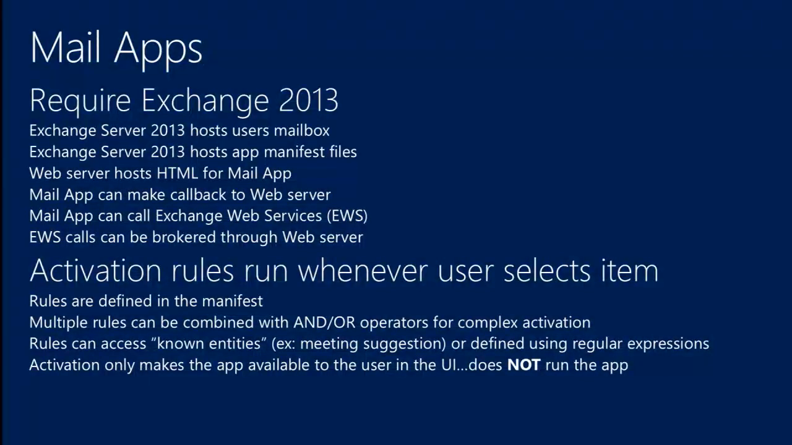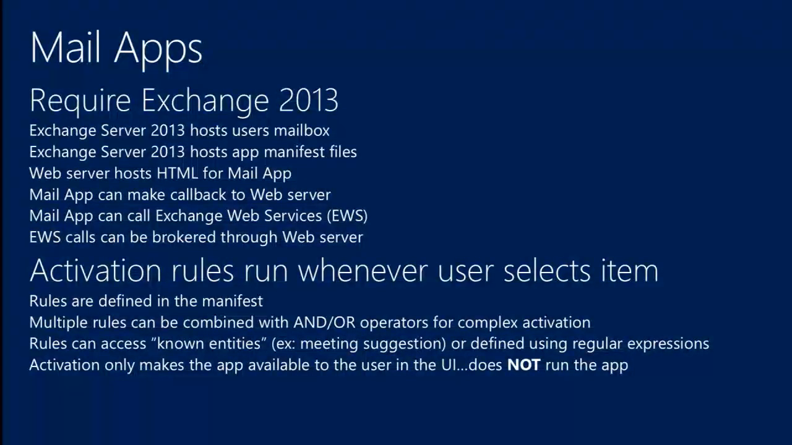The other thing that manifest file contains for a mail app is information about how I activate your particular app. The concept of activation is really about running rules and having your app react and give Exchange a list of here's when I want to show up. It's not here's when I want to have access to the user's item. It's always related back to the item that the user is on, particularly on right now.